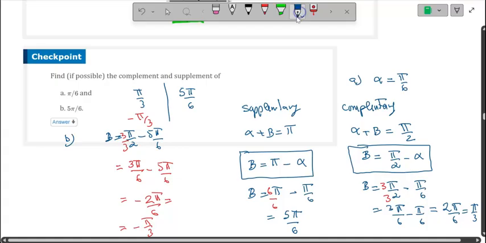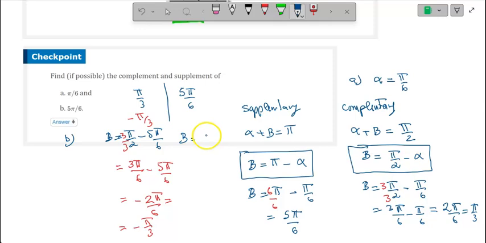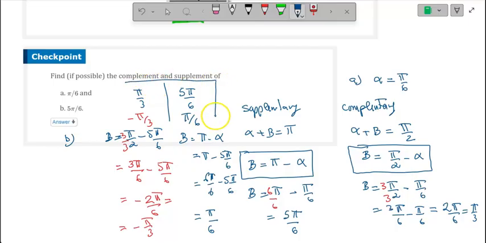I think the other one is easier, but anyway. So beta is going to be pi minus alpha. So this is going to be pi minus 5 pi over 6, and this is going to be 6 pi over 6 minus 5 pi over 6, which is going to turn into pi over 6. And that's basically it, right? Supplementary and complementary over here.